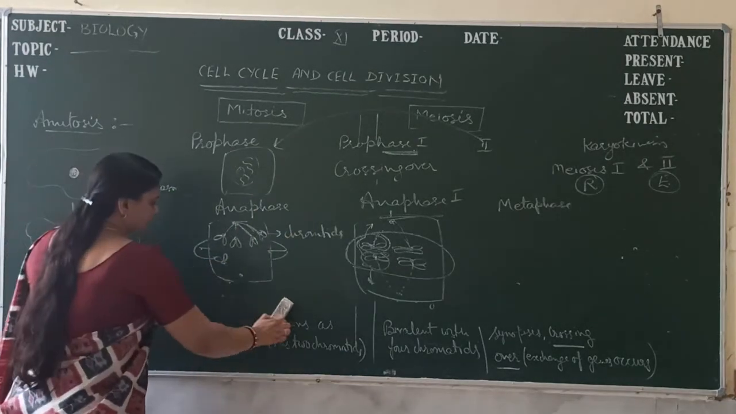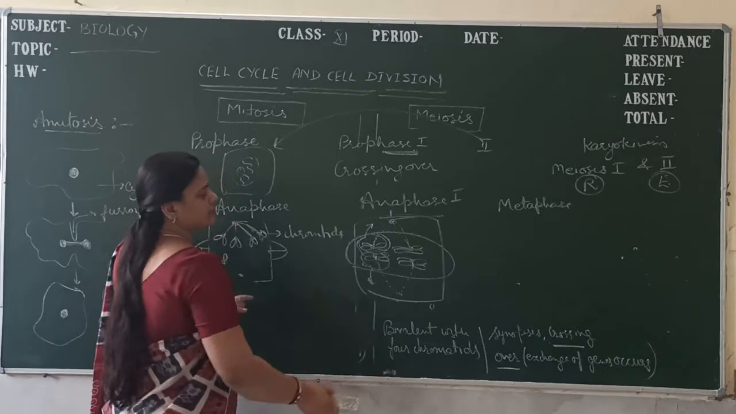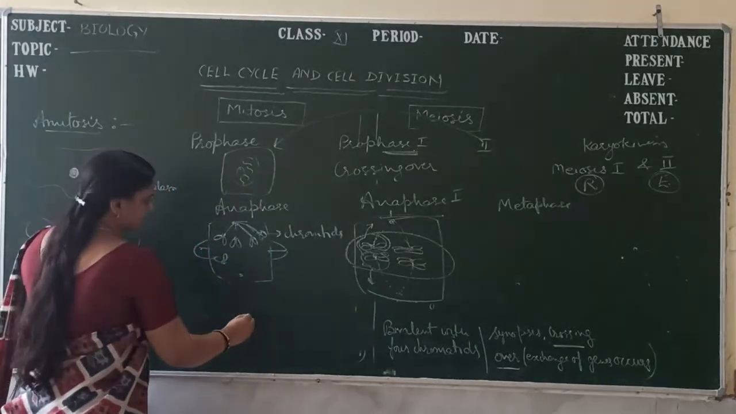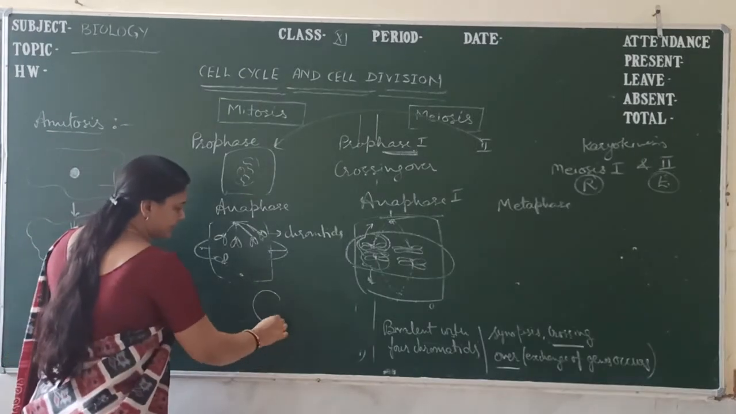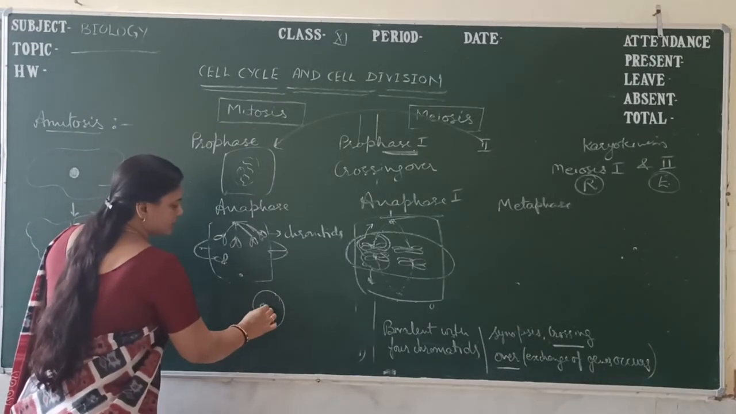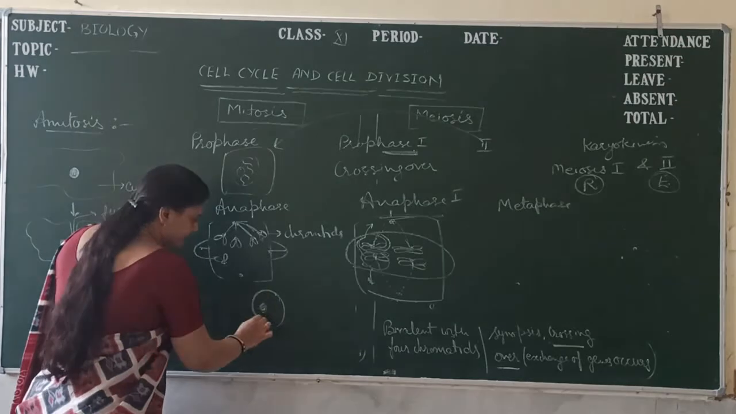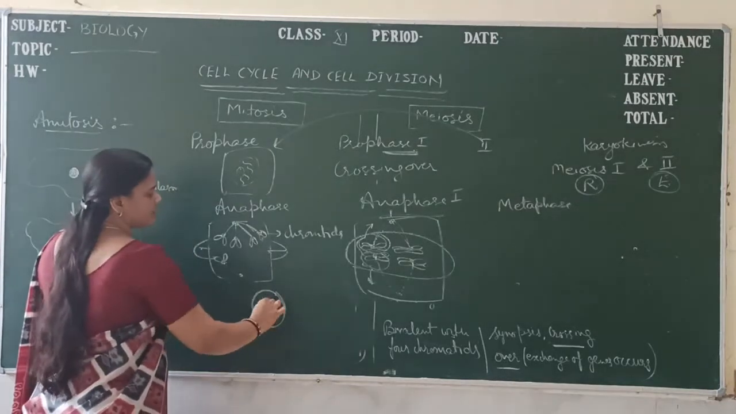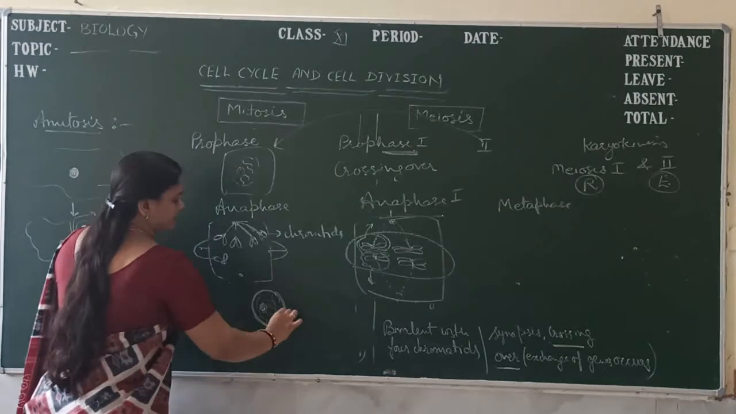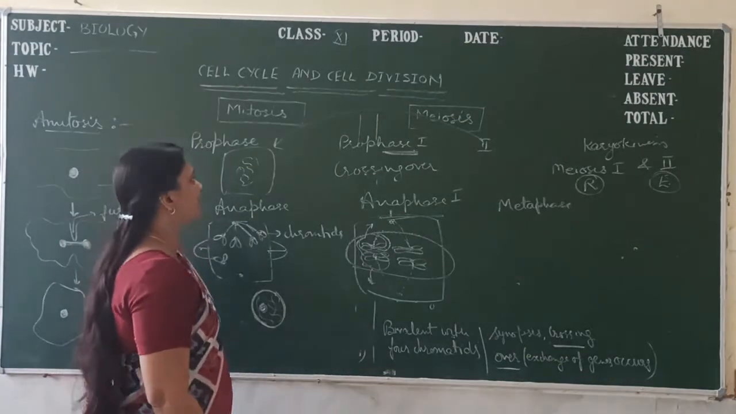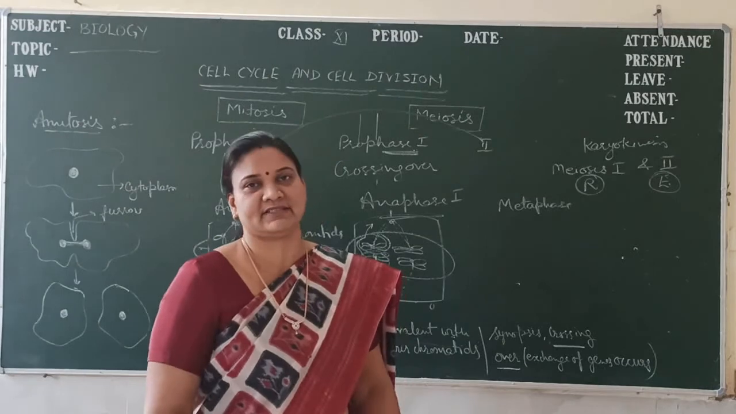And telophase is similar in both cases. Telophase is just the opposite of prophase. So the nuclear membrane and nucleolus reappear and the chromosomes become chromatin fibers. So that is all about the different types of cell divisions. Thank you.